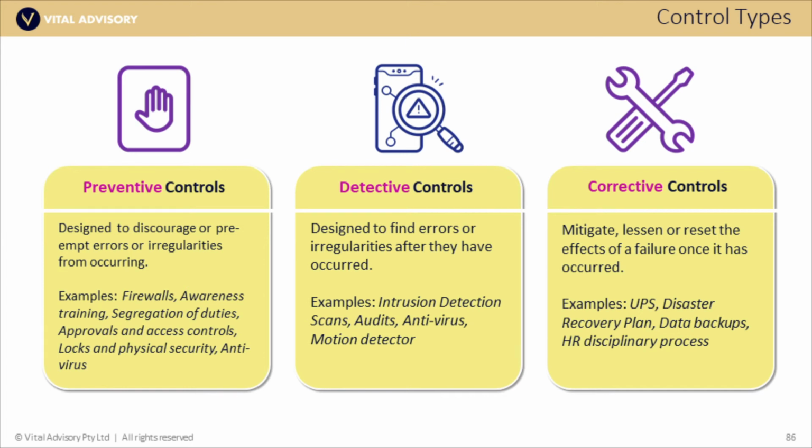We can categorize our control framework into controls that operate as preventive controls, controls that operate as detective, and as corrective. So preventive controls are designed to discourage or preempt errors or irregularities. And here's a bunch of them. There's hundreds to choose from. Detective controls are designed to find errors or irregularities after they have occurred, or sometimes even at the moment they occur. And there's some examples there. And corrective controls aim to mitigate, lessen, or reset the effects of a failure once it's occurred.